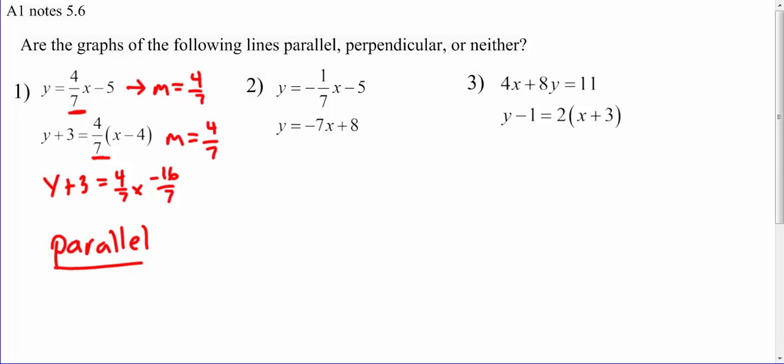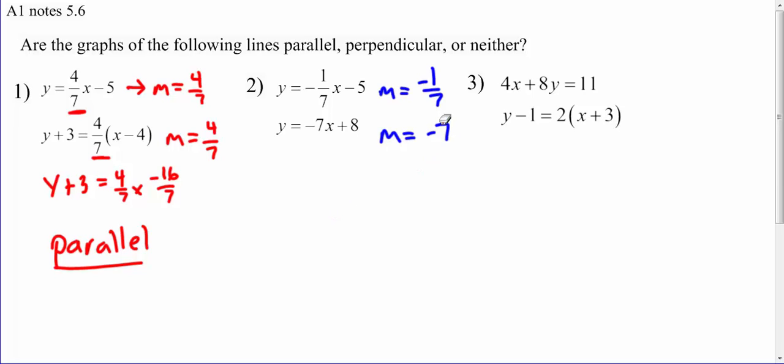Give it a shot. On number 2, we're given the same question. We just have different equations to work with. So we could look at the first one, y equals -1/7 x. That tells me right there the slope is -1/7. And the second equation, it's y equals -7x plus 8. The slope has to be -7.